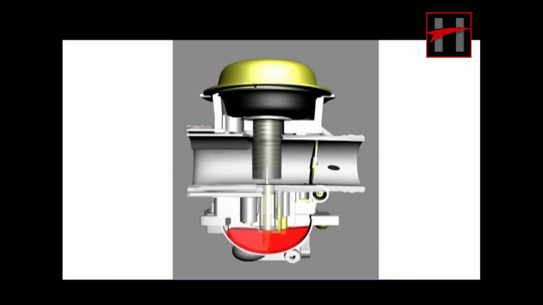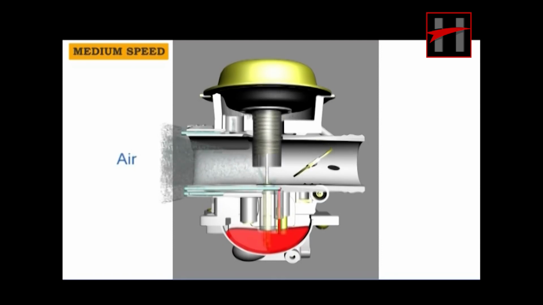The functioning of the carburetor at medium speed is similar to that of slow speed, except that the butterfly slide opens from 1/4 to 3/4 position, allowing more fuel to enter from the main jet.